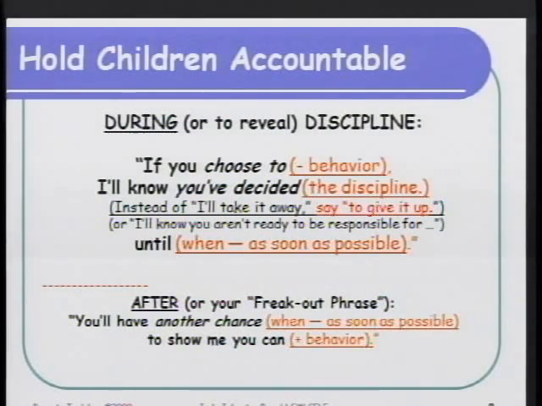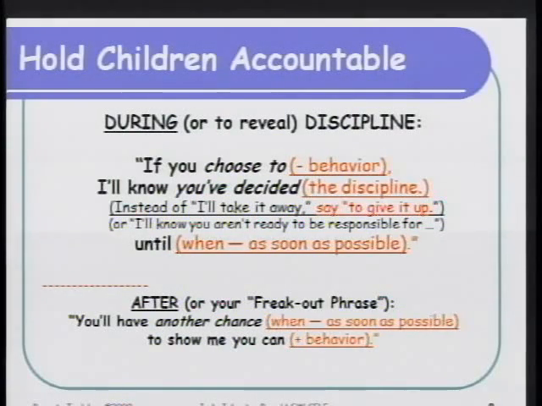If you choose to ride your bike in the street, I'll know you've decided, emphasizing again whose choice it is, hers. I'll know you've decided to, and instead of saying I'll take the bike away, I'm going to say I'll know you've decided to give it up, so that it's her choice whether it goes away or not based on her behavior decision. And then I say at the end until, and I tell her when she will have the opportunity to get her bike back. This is a good example of the reasonable time. So let's say she rode her bike in the street before dinner, then it would be, if you choose to ride your bike in the street, I'll know you decided to put your bike up until after dinner. Don't worry, I'm going to come back and we're going to play out a couple different scenarios. But that's where you can start.